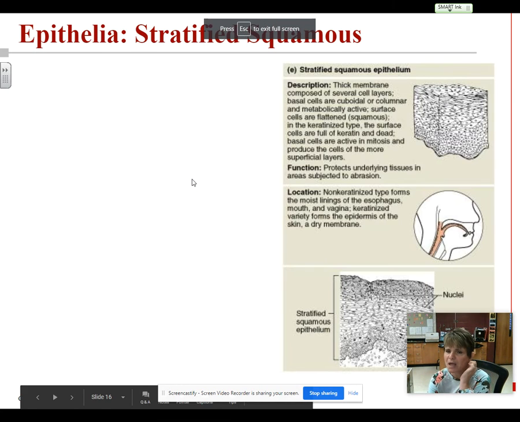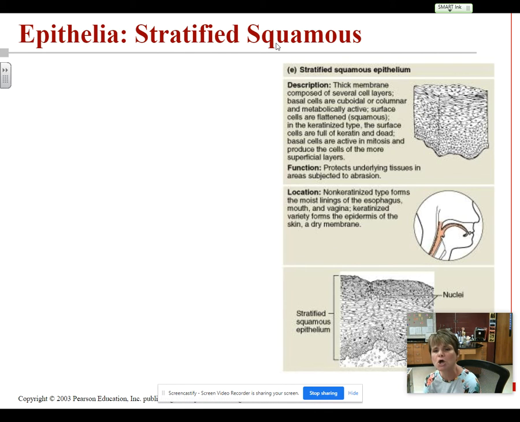Okay, moving on. Next, we're going to look at stratified squamous. Well, we know stratified means many layers. Squamous means thin, flat, puzzle piece-shaped cells with disc-shaped or flattened nuclei. So that tells us the structure of this tissue. Also remember, stratified, because it has many layers, it's going to be very thick, which means its function is going to be protection.